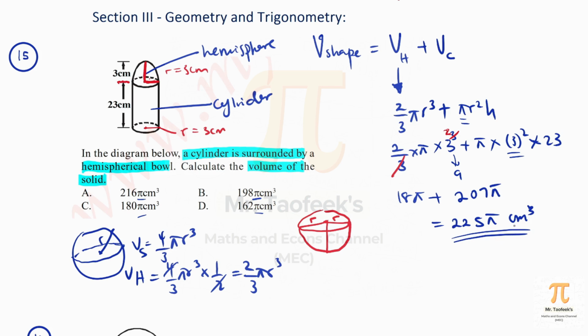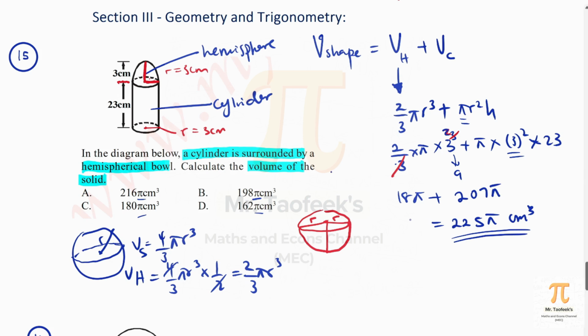In the options, we don't have anything like that. Have we made any mistake? 2 over 3 pi r cubed is the volume of a hemisphere. So 3 here, we have 3 squared left. 3 squared is 9, 9 times 3 is 18, so 18 pi. This is 9 times 23. Let me do that again. Oh my, 9 times 23 is 207. And 9 times 2 is 18, so plus 18.